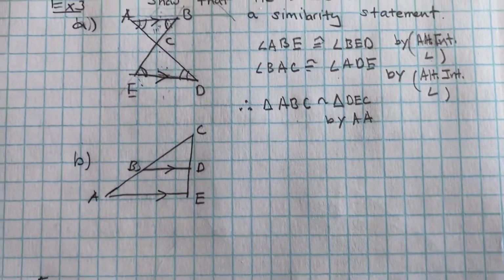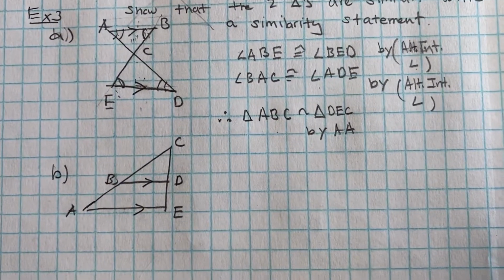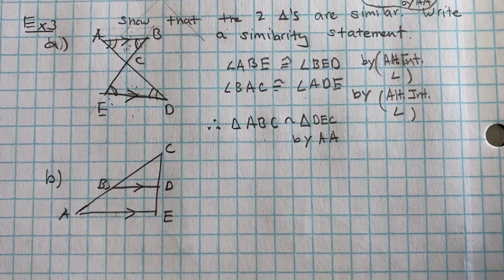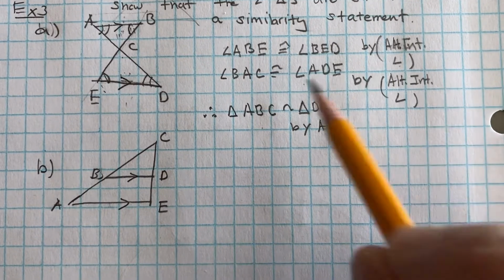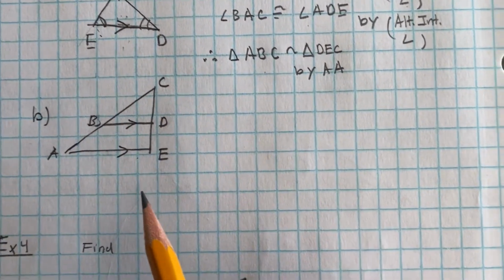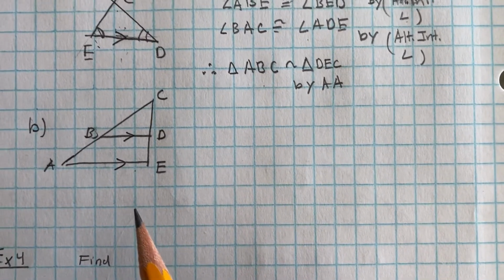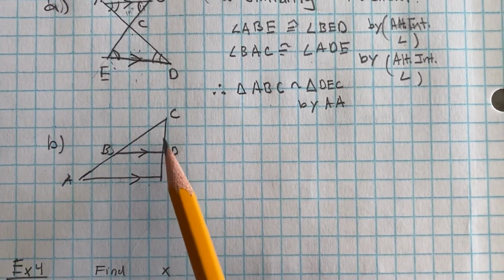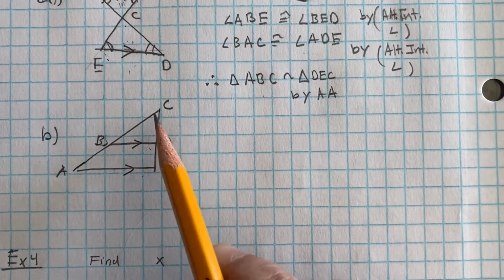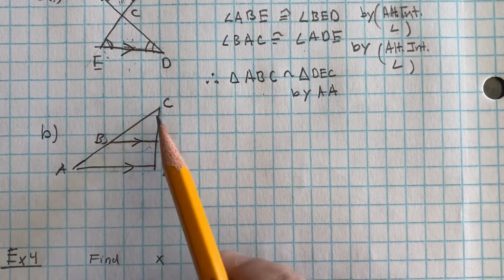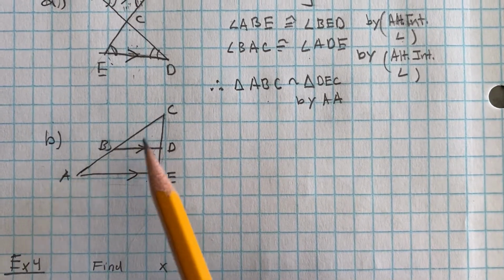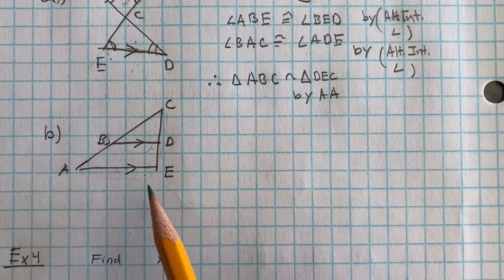Okay, so continuing on in example 3, part B, we have to show that the two triangles are similar and write a similarity statement. Okay, so we finished part A. And over here, this is another classic example that you will see in geometry textbooks. Basically, you have a triangle within this big triangle right here. Okay, so hopefully everyone can see that there's a small triangle here and then there's a big triangle here, right? And somehow I have to show that this is similar to this.